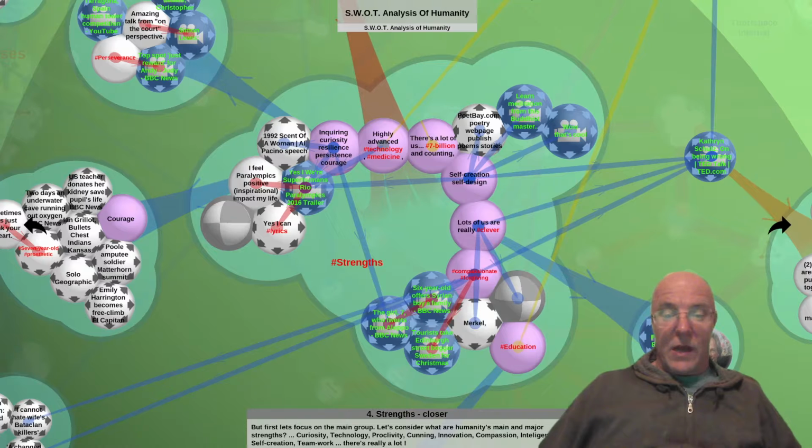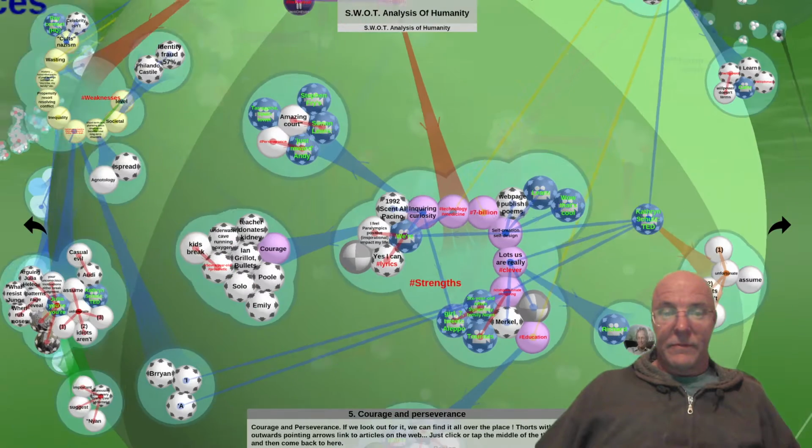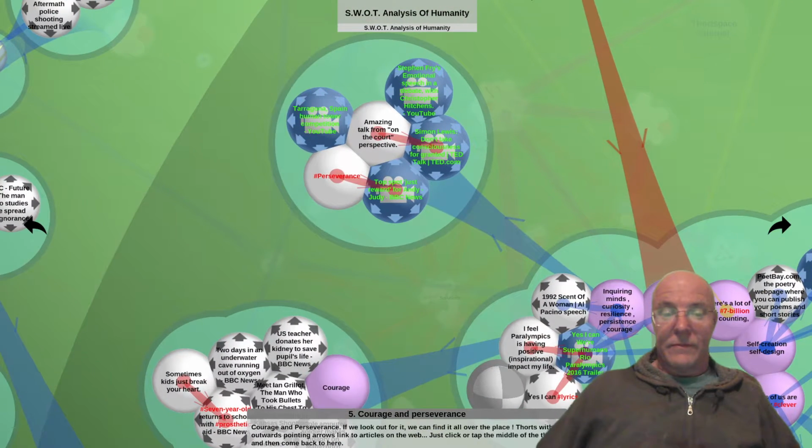Let's consider what our humanity's main and major strengths are: curiosity, technology, proclivity, cunning, innovation, compassion, intelligence, self-creation, teamwork. There's really a lot. 5. Courage and perseverance. If we look out for it, we can find it all over the place.